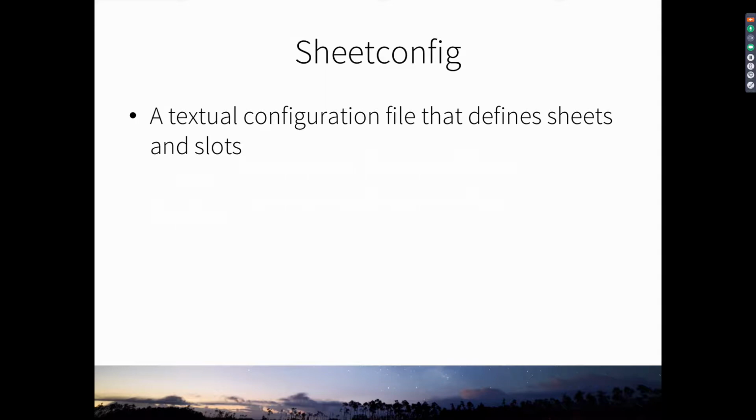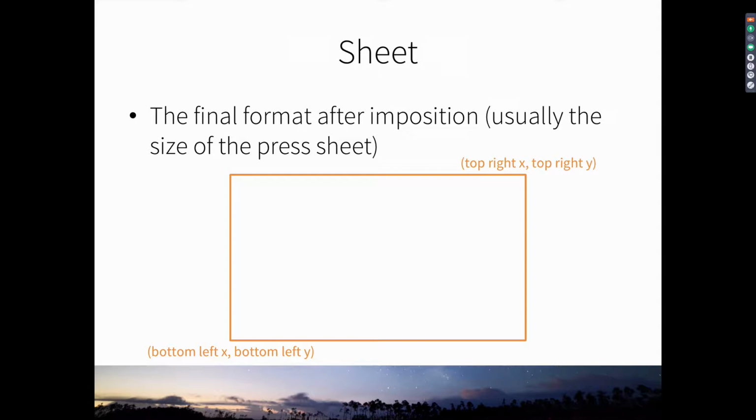So very briefly, what is a Sheetconfig? Well, that is a textual configuration file that defines sheets and slots. And that doesn't mean very much because we haven't defined what sheets and slots are yet. So why don't we do that right now? A sheet is typically the final format after imposition. So if you're putting pages from a book or something else together on a press sheet, the sheet is the final size of the press sheet as it will be printed by your press.